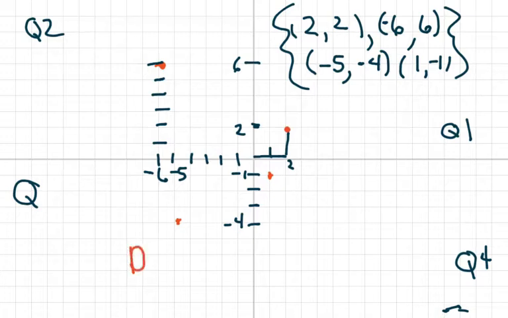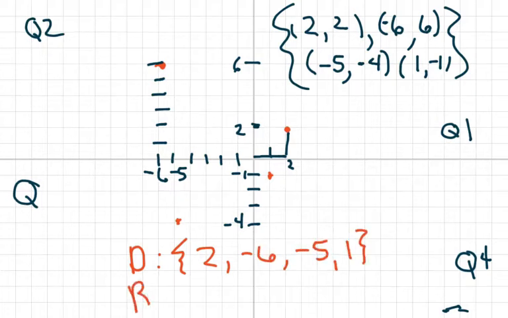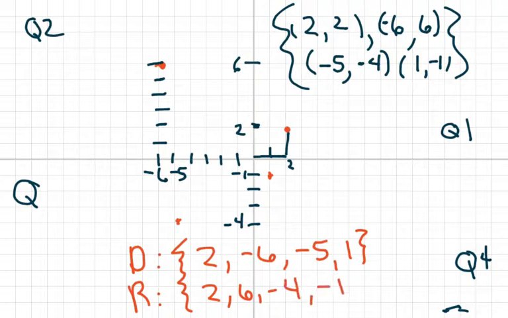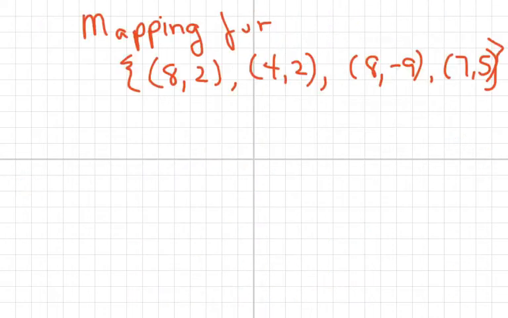Your domain is your X values, and you could just read them from the ordered pairs here. So I could read it like 2, negative 6, negative 5, and 1, because that's a little easier than on this iPad. So the range is going to be 2, 6, negative 4, negative 1. All right. So basically, you could just have looked at your x-axis and read the values, and then your y-axis.